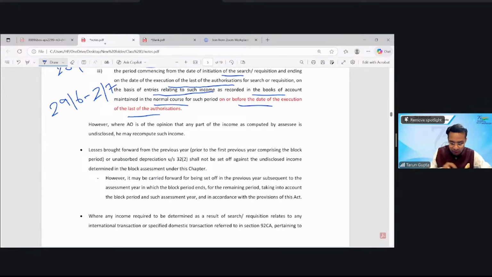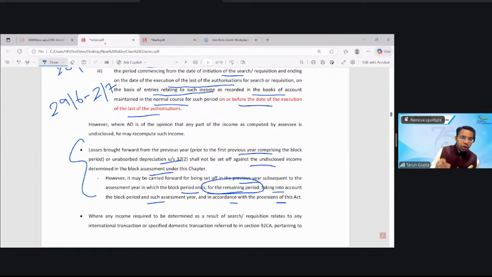Loss brought forward from previous years prior to the first previous year comprising the block period, or unabsorbed depreciation under section 32(2), shall not be set off against the undisclosed income determined in the block assessment under this chapter. Shall not be set off. However, it may be carried forward for being set off in the previous year subsequent to the assessment year in which the block period ends, for the remaining period. Got the point? For the remaining period, taking into account the block period, such assessment year and in accordance with the provisions of this chapter. So very dangerous provision. Very dangerous.